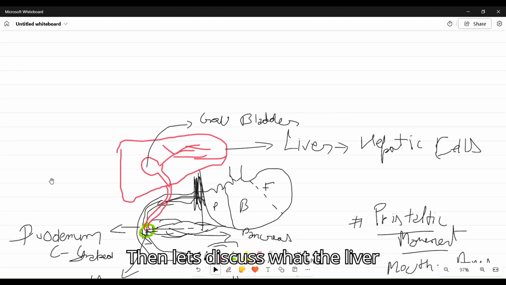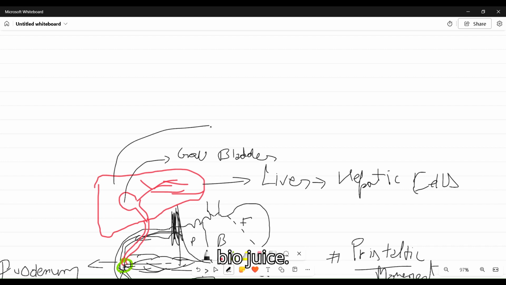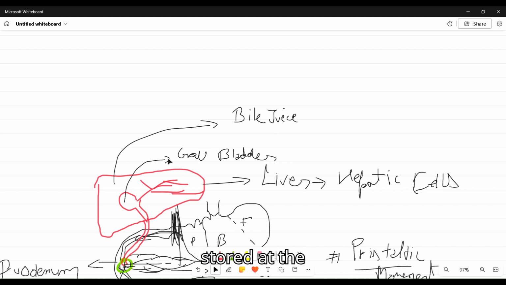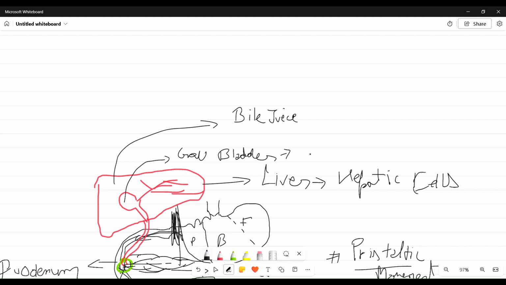Then let's discuss what the liver produces. The liver produces bile juice. And where is the bile juice stored? In the gallbladder. What is the use of the gallbladder? It stores bile juice.